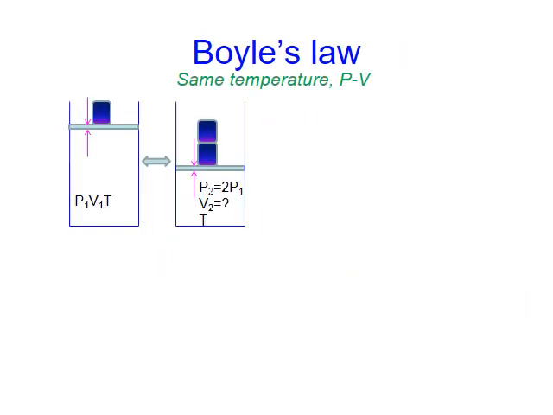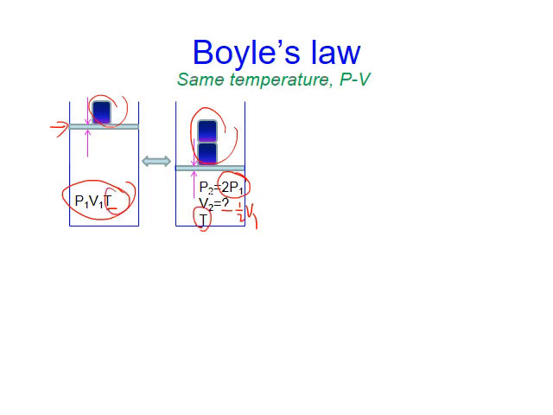Here is an illustration of Boyle's law. A gas in state P1, V1, and temperature T is sealed by a movable wall. When the weight increases twice, that means pressure increases twice. And you can imagine the gas will be compressed. Volume becomes half of the initial volume, so half V1. Temperature is constant.